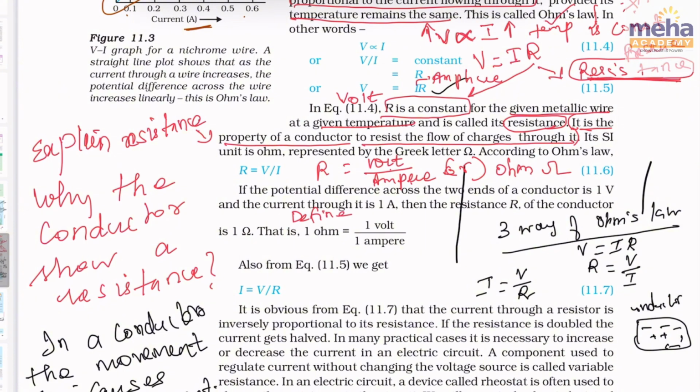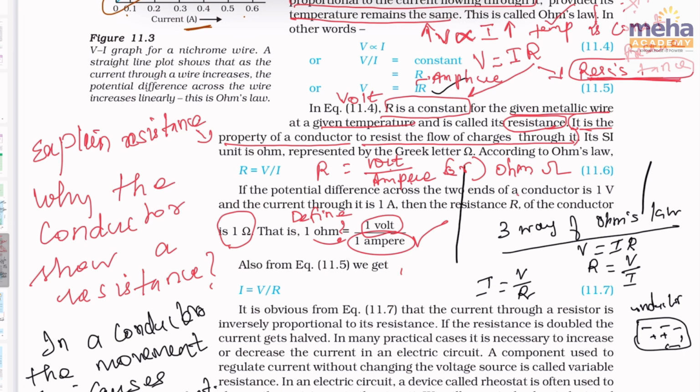Define 1 ohm. What is the definition of 1 ohm? 1 ohm is when a potential difference of 1 volt is applied across the conductor, and the current through it is 1 ampere, then the resistance of the conductor is 1 ohm. So this is the question: define 1 ohm.